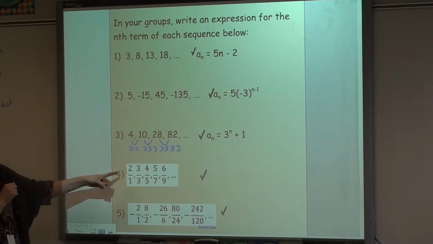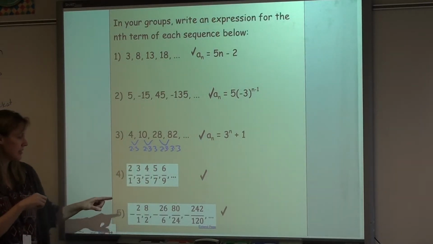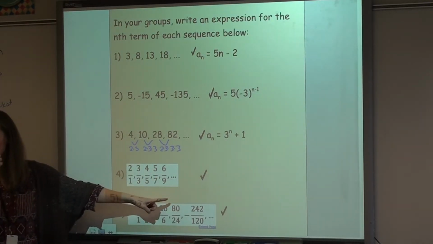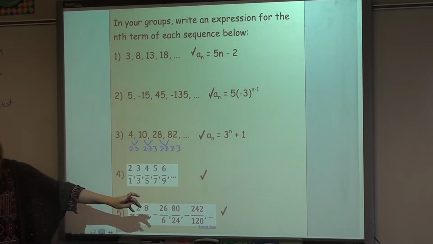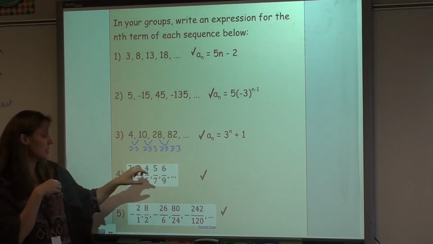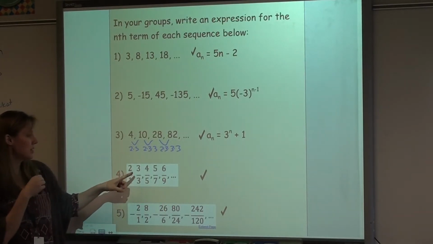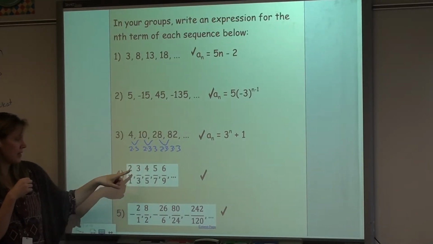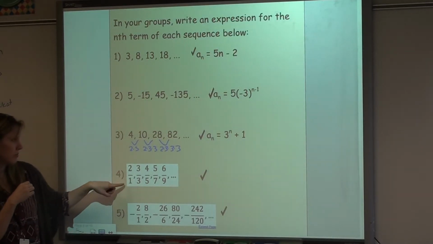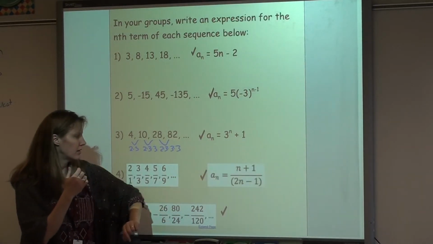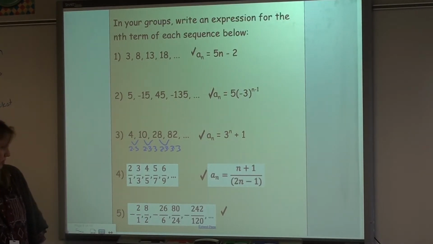Okay, this one's a little bit easier, right? You've got an arithmetic on top and an arithmetic on the bottom. So just treat the top and bottom separately. You just do a sequence for the top and a sequence for the bottom. The top would just be n plus 1, right? The bottom would be 2n minus 1, right? I don't know why I put the 2n minus 1 in parentheses, but it doesn't have to be in parentheses. It's just there, just for fun.